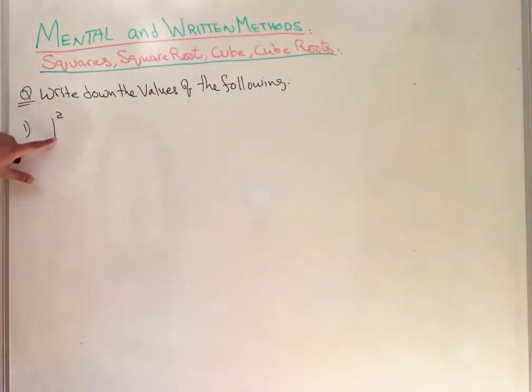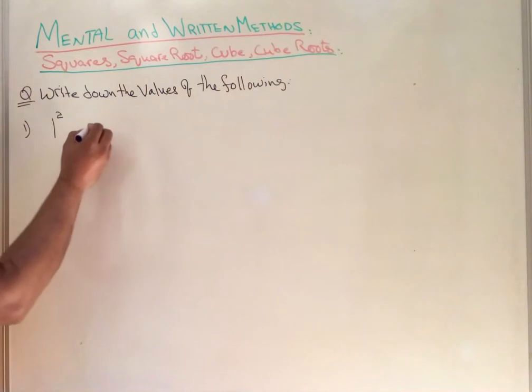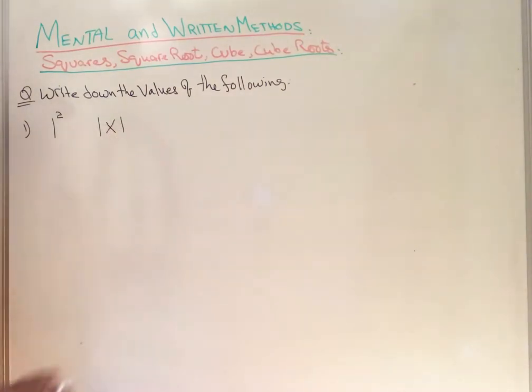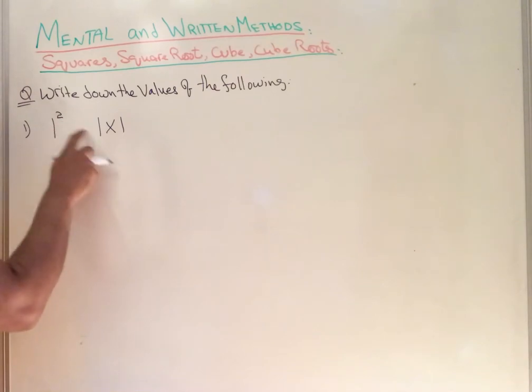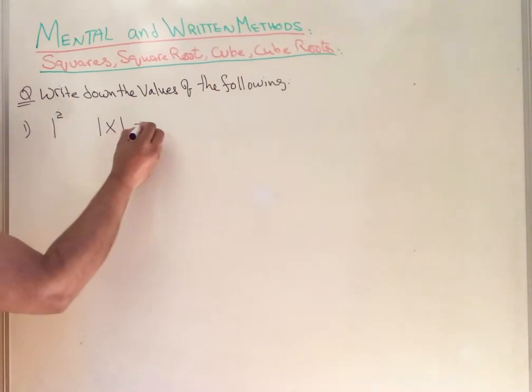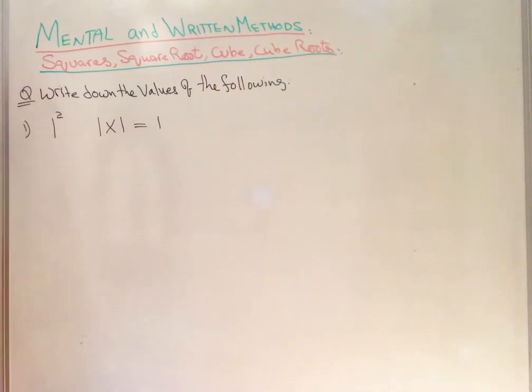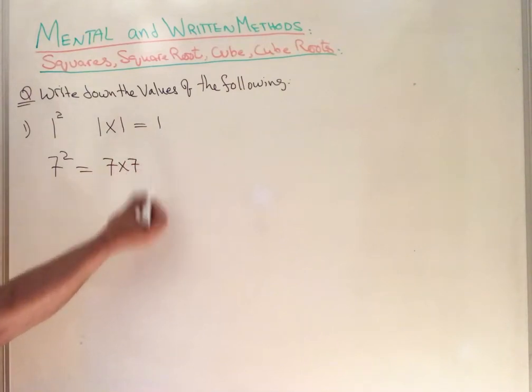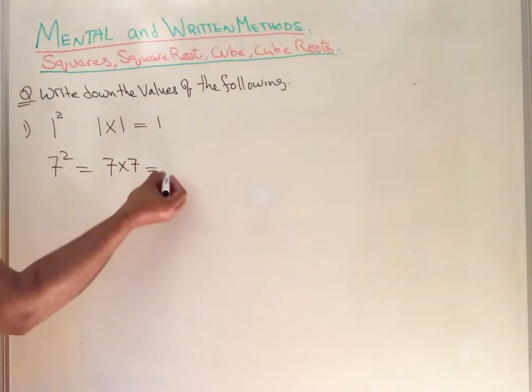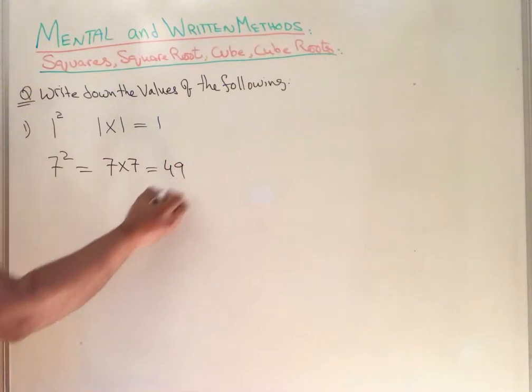1 squared means 1 multiplied by itself. This is 1 power 2, which is 1 multiplied by itself. It is always equal to 1 because that doesn't affect it. If they write down 7 squared, what does it mean? 7 multiplied by itself, which is 49.